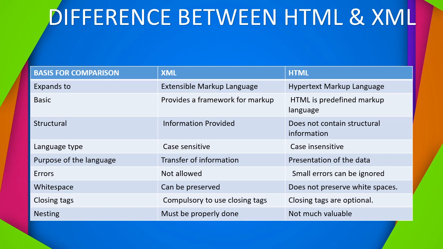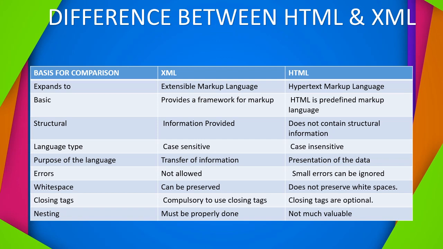HTML does not contain any structural information. XML is case sensitive, and HTML is insensitive. HTML is just for representing and displaying the data, and XML is used for transferring information. Errors are not allowed here. For example, if the open tag is in uppercase and the closing is in small letters, it will show an error. If there is an error, the page will not be displayed, but HTML does not consider errors and it will be displayed. White space is preserved in XML and not preserved in HTML.